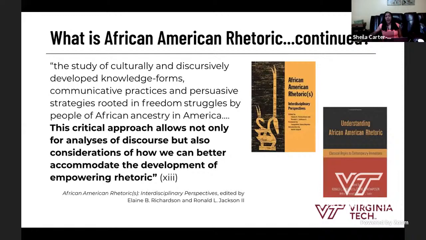And in their edited collection, African-American Rhetorics: Interdisciplinary Perspectives, Elaine Richardson and Ronald Jackson define African-American rhetorics as the study of culturally and discursively developed knowledge forms, communicative practices, and persuasive strategies rooted in freedom struggle by people of African ancestry in America. This critical approach allows not only for analysis of discourse, but also consideration of how we can better accommodate the development of empowering rhetoric. In each of these definitions, I've highlighted key components illustrating how African-American rhetorics not only meets, but also exceeds the rhetorical knowledge that is described as an outcome for students in composition or writing classrooms.